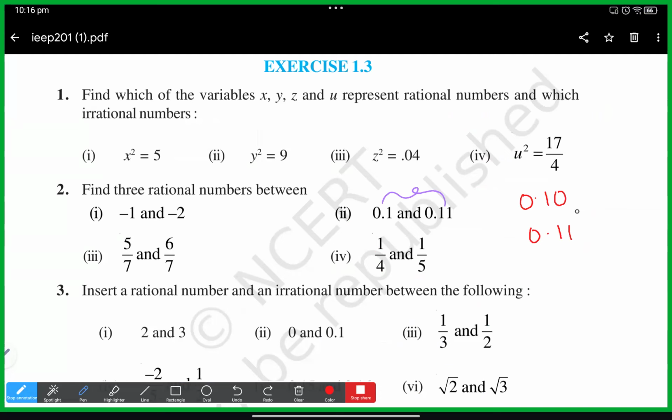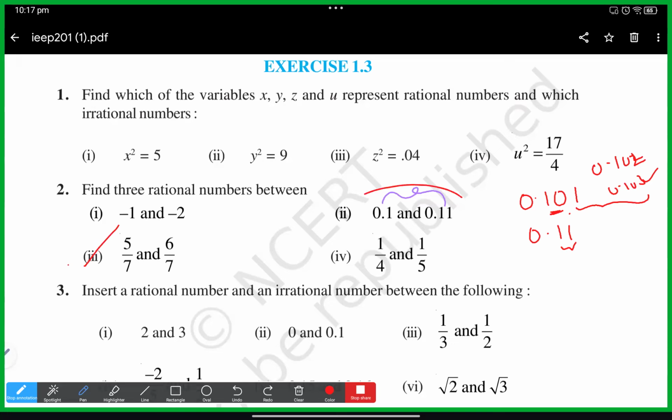So Pranvi, suppose 0.101 is correct, 0.102, because after 10, anything we write will be in between 0.1 and 0.11. So 0.101, 0.102, 0.103, and so on. Correct. Then they are in between those two.